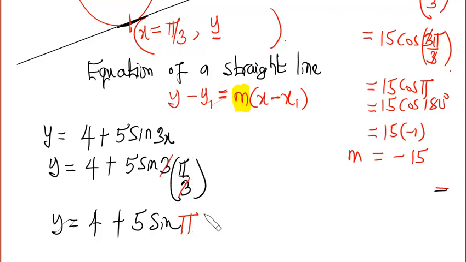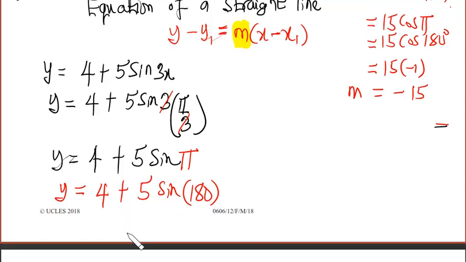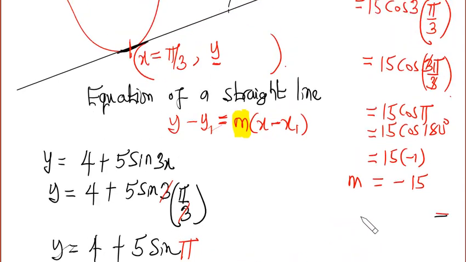We have 4 plus 5 sine pi. For trigonometric functions, pi is 180 degrees. So we have sine 180 degrees. We can input that into our scientific calculators. And that's 0. Sine 180 degrees is 0. So this gives y equals 4 plus 5 multiplied by 0, and y equals 4. So the coordinate at the point tangential to the curve is x equals pi over 3, and the corresponding value of y is 4.